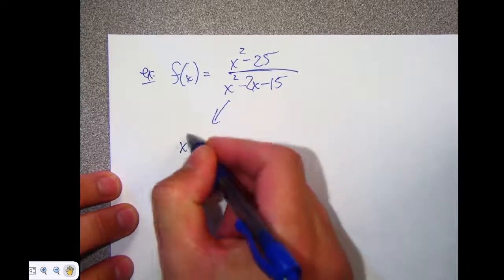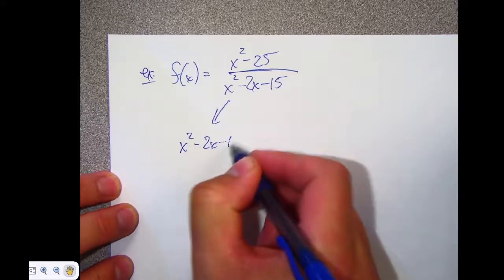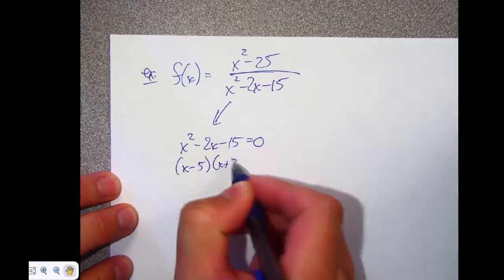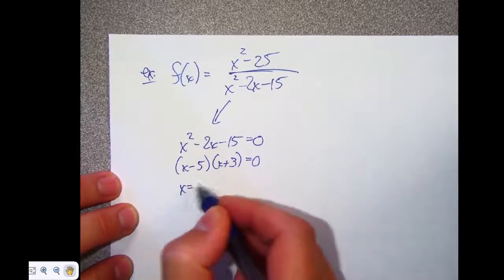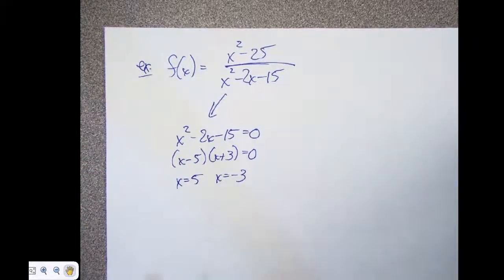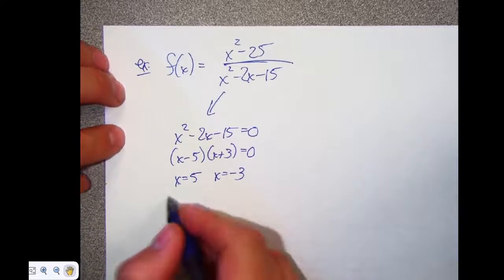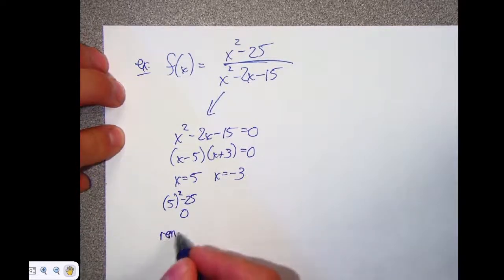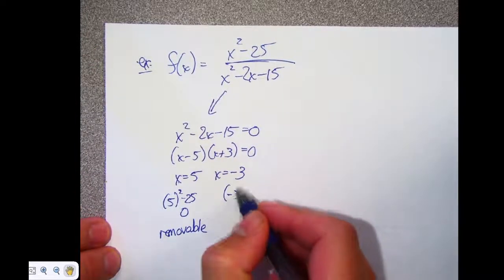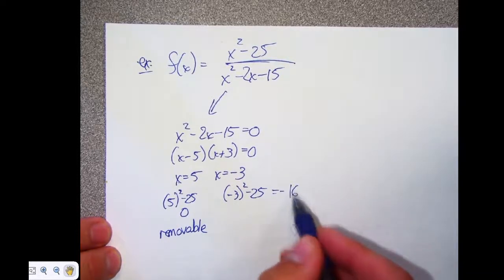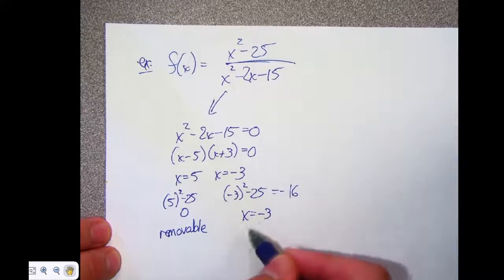Set the bottom equal to 0. And then I'll go through the other way also. I would factor this and go x minus 5, x plus 3. So I get x equals 5 and x equals negative 3. And I'm going to plug those back into the top. So if I plug 5 into the top, 5 squared minus 25 is 0, so that is removable. If I plug negative 3 into the top, I don't get 0, it's negative 16, which means x equals negative 3 is a vertical asymptote.